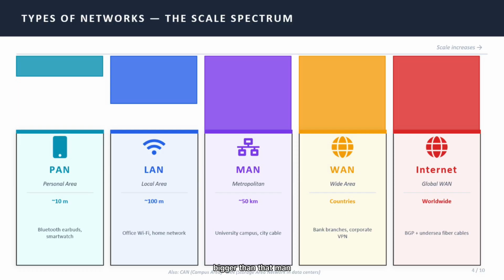Bigger than that, MAN, Metropolitan Area Network. Think a university campus or a city's cable. Covers maybe around 500 kilometers. Even bigger than that, WAN, Wide Area Network. A bank connecting its branches across multiple cities, or a company's global VPN that spans countries. And at the top, the internet, which is literally a global WAN, a network of networks connected by undersea fiber cables and a routing protocol called BGP. The size changes, the scale changes, but the fundamentals, nodes, links, protocols, are the same at every level.